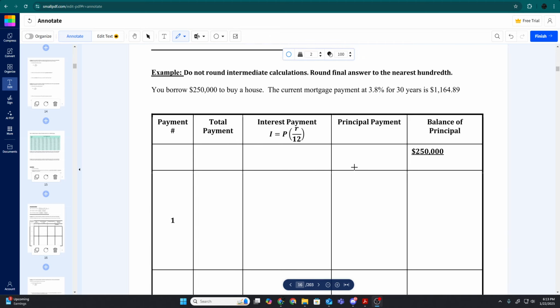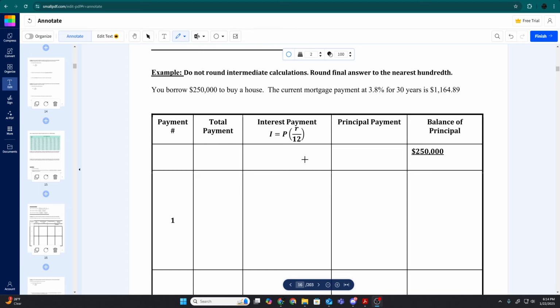Okay. So in this example, we're looking at borrowing $250,000 to buy a house. We know the mortgage has an interest rate of 3.8% for 30 years. And they are actually giving us the payment. They're saying the payment is $1,164.89. So this is the big R, right? So if you remember from yesterday, we found big R. That is big R, okay?